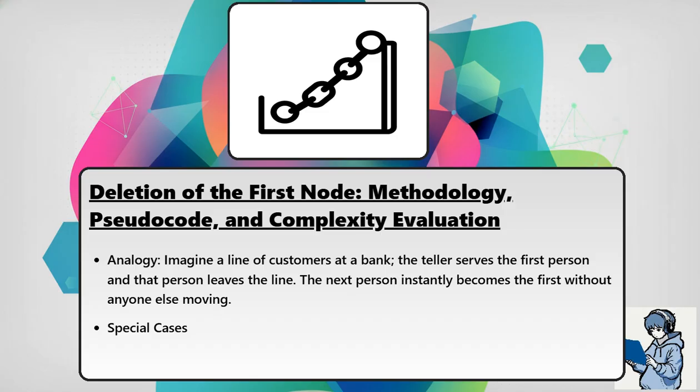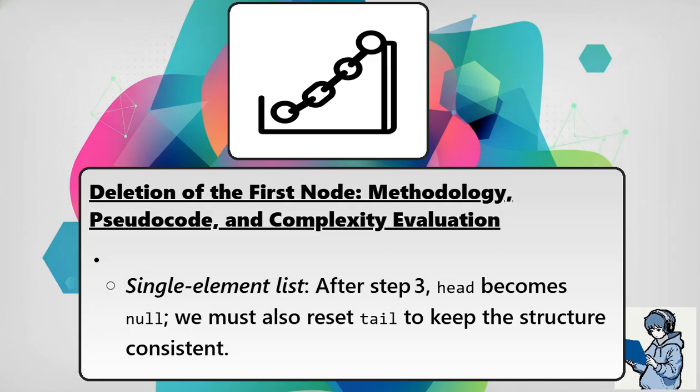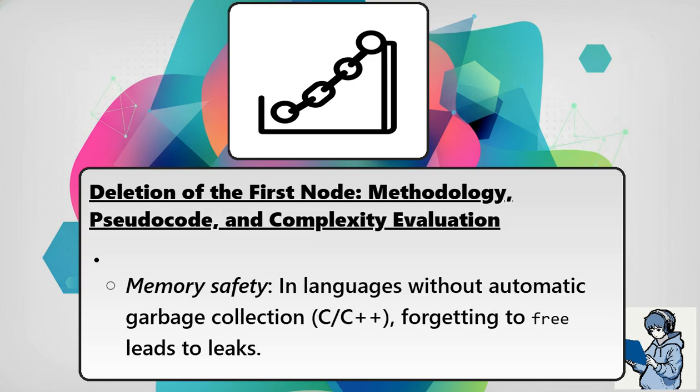Special cases. Single element list: after step 3, head becomes null. We must also reset tail to keep the structure consistent. Memory safety: in languages without automatic garbage collection, C/C++, forgetting to free leads to leaks.